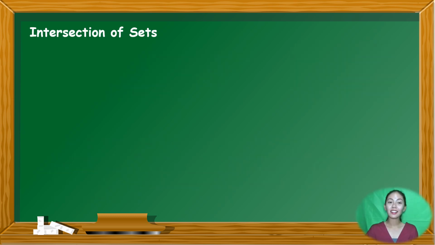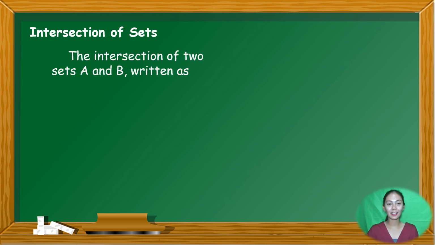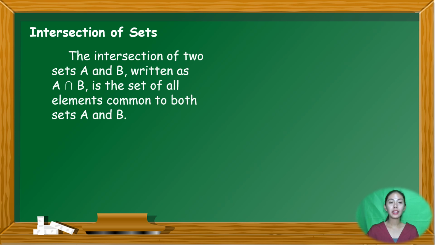Okay, next is the intersection of sets. So the intersection of two sets, A and B, is written as A intersection B. Now look at the sign and the symbol of the intersection. It is an inverted U. So, it is the set of all elements common to both A and B.